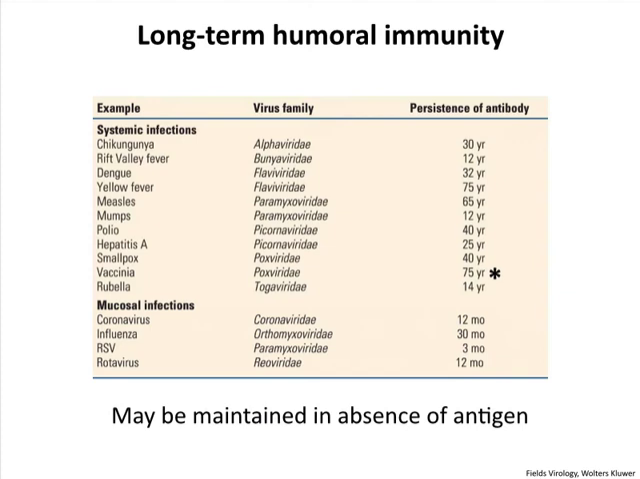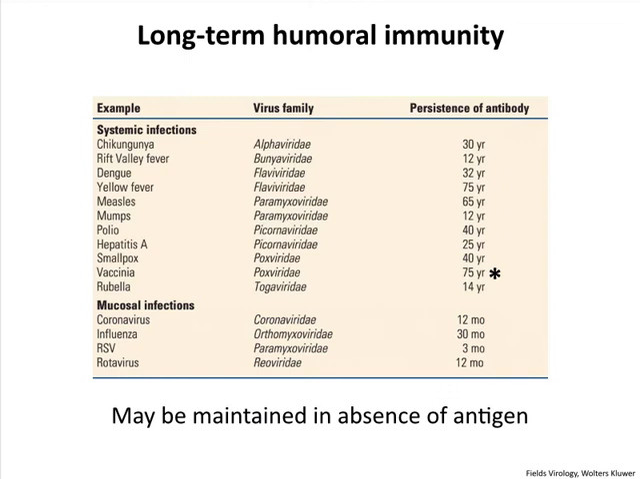So here's some numbers to give you an idea of how long-lasting immunity can be. This is actually just the persistence of antibody. Very low levels of antibody can persist for a long time. So these are viruses that cause systemic infections: chikungunya, measles, mumps, polio, etc. Look at many, many years: 30 years, 65 years, 75 years. That's the longest, against vaccinia virus. So this is antibody in your blood, not being made by memory cells. We know there are memory cells present, but also you have a low level of antibody.